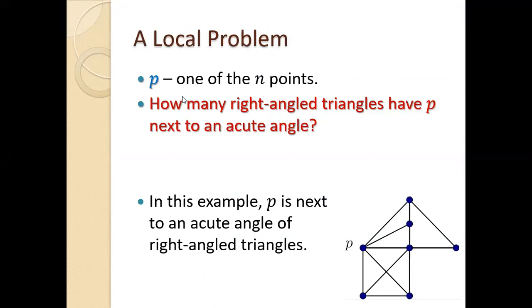Then I want to know how many right angle triangles this point participates in, where it is not next to the right angle, it's next to an acute angle. So I want to ask how many right angle triangles my point is going to be in, where it is not next to the right angle.